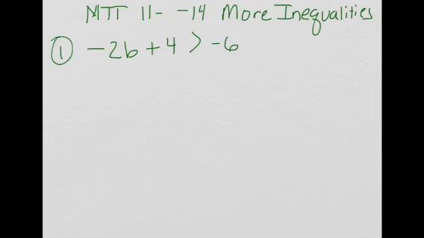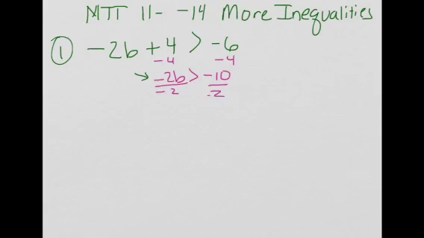All right, we're going to continue to solve, graph, and do set builder notation for inequalities. First question we ask: is the variable on the left? It is. Is it by itself? It's not, so we're going to zero pair the 4. So we have negative 2b is greater than negative 10. Divide by negative 2, divide by negative 2.